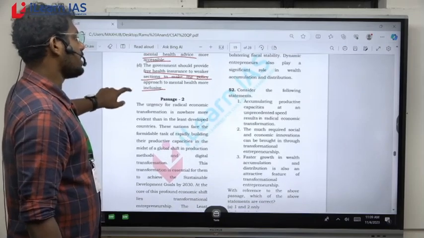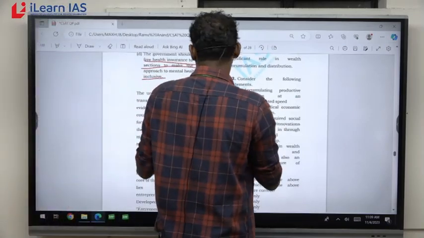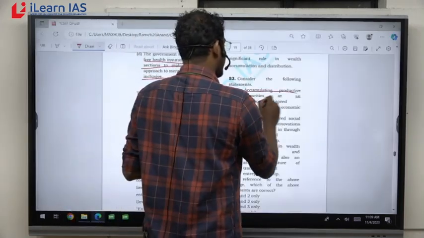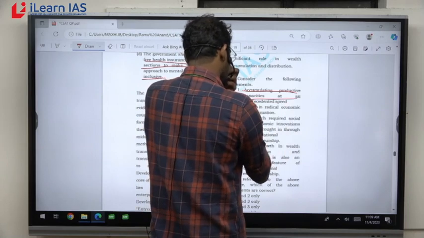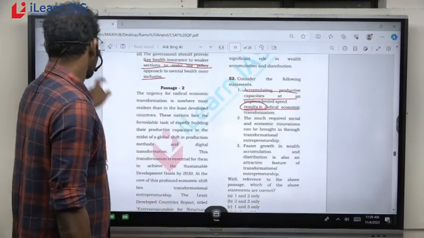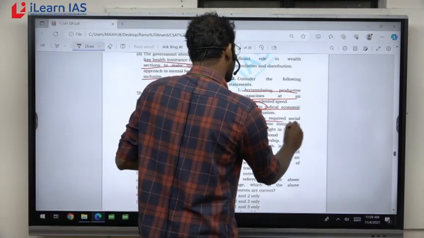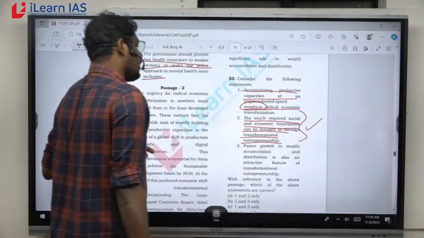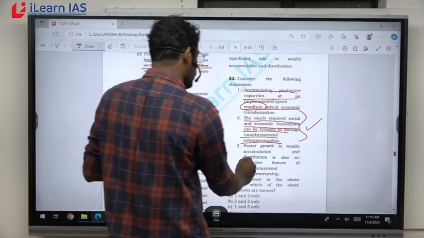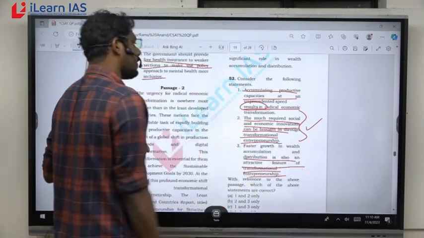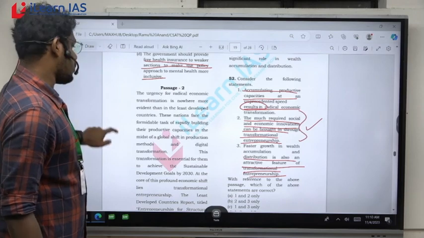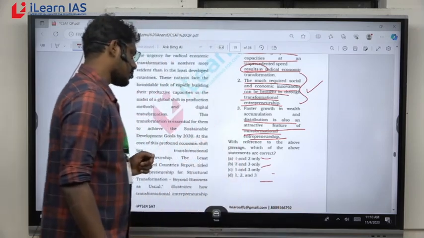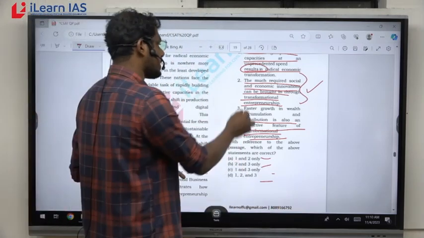Consider the following statements. Accumulating productive capacities at an unprecedented speed results in radical economic transformation. The much required social and economic innovations can be brought in through transformational entrepreneurship. It's a general statement. Faster growth in wealth accumulation and distribution is also an attractive feature of transformational entrepreneurship. And if you read the options here, the options are 1 and 2, 2 and 3, 1 and 3, 1, 2 and 3. If you can eliminate at least one option, you can reach the answer.